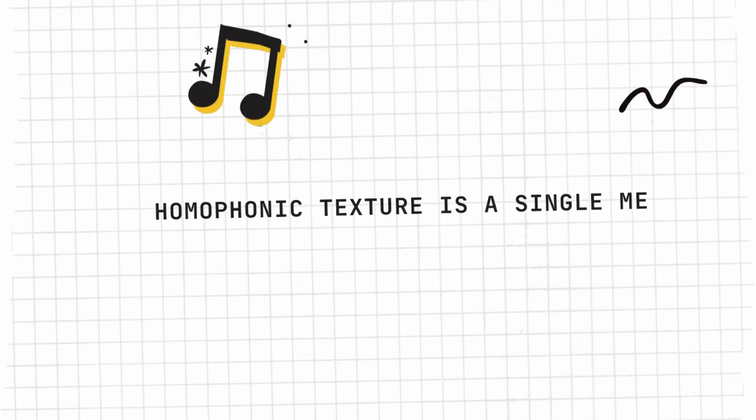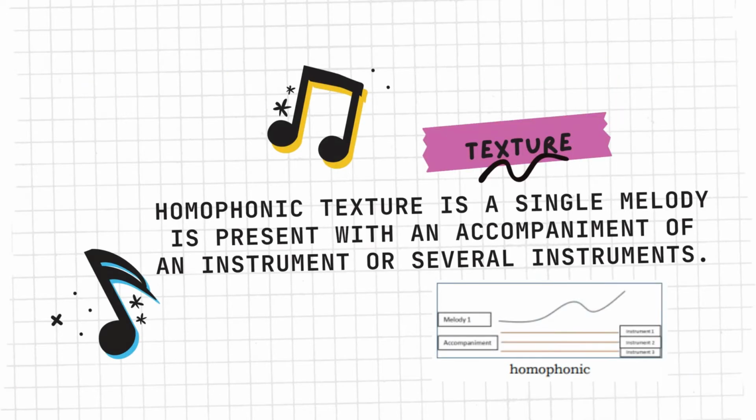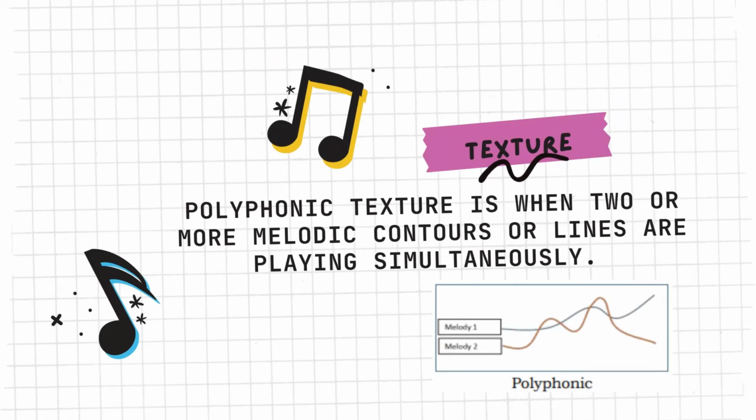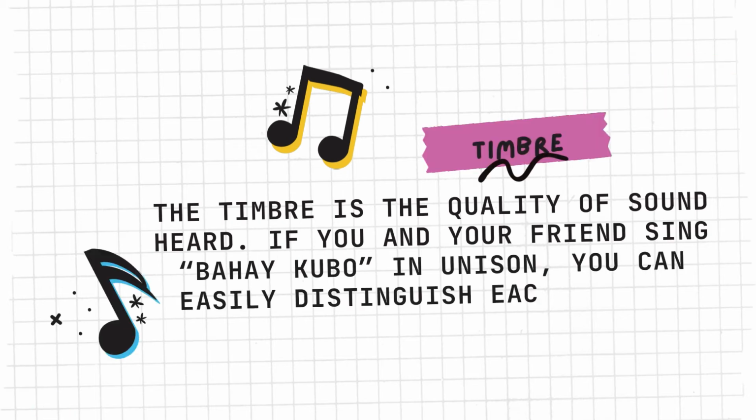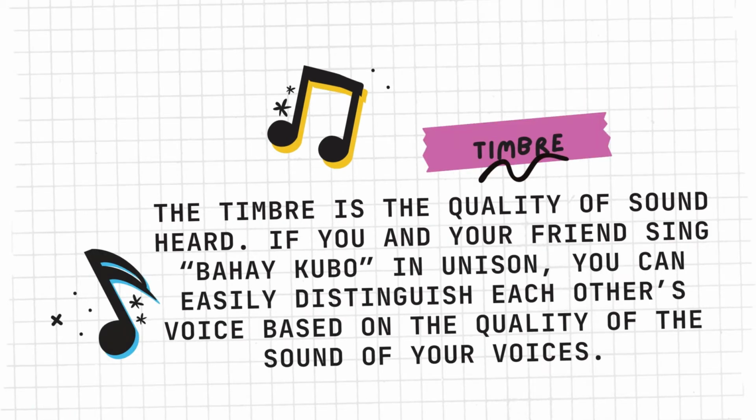In homophonic texture, a single melody is present with an accompaniment of an instrument or several instruments. It's like you are singing with a videoke machine. In polyphonic texture, two or more melodic contours or lines are playing simultaneously. It is like you're singing with others in a choir contest. The last element of music is timbre. Timbre is the quality of sound heard. If you and your friends sing Bahay Kubo in unison, you can easily distinguish each other's voice based on the quality of the sound of your voices.